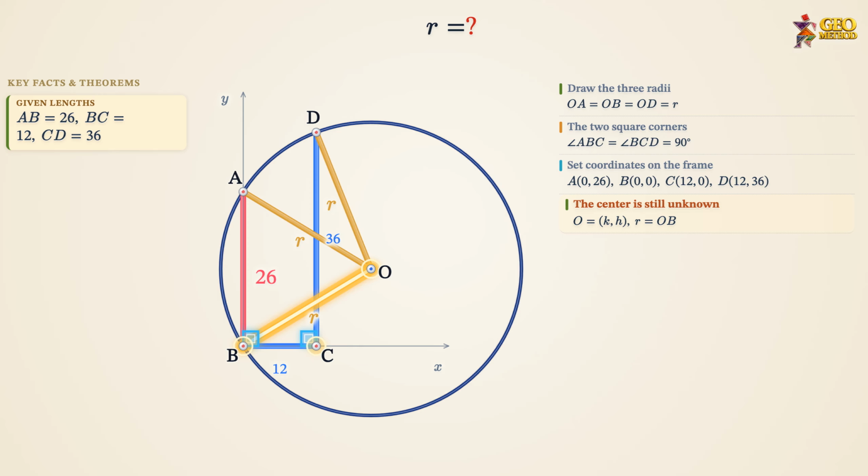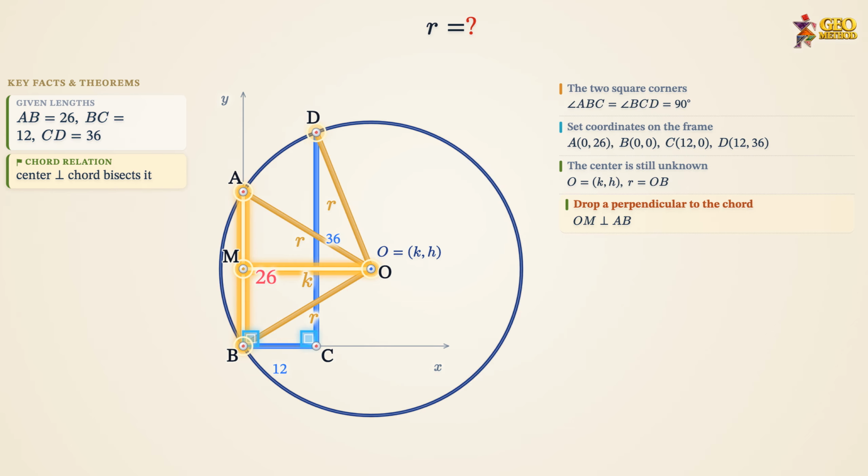We do not yet know where the center sits, so call it (k, h). The horizontal coordinate is k, and the vertical coordinate is h. Once we have those 2 numbers, the radius is just the distance from O to B.